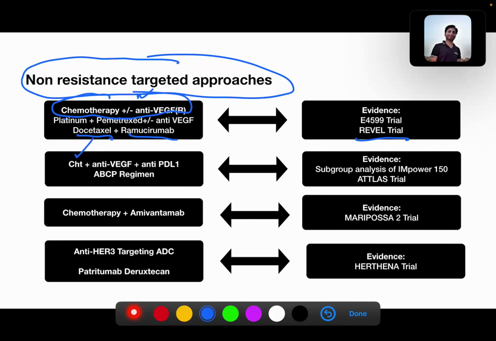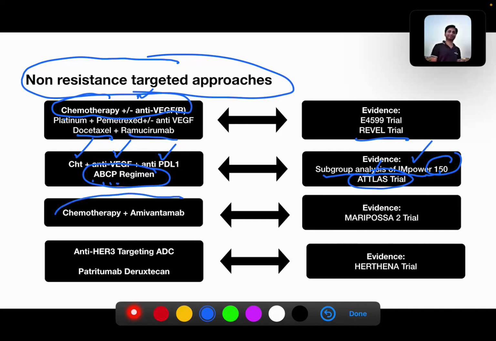Another combination is chemotherapy plus anti-VEGF plus anti-PD-L1. This is called the ABCP regimen, which consists of atezolizumab, bevacizumab, carboplatin, and pemetrexed. The data for this comes from the subgroup analysis of IMpower150 and the ATLAS trial, which showed that ABCP, even though it is an immune checkpoint inhibitor-based regimen, when you combine it with bevacizumab as well, can have a PFS benefit in post EGFR TKI progression.